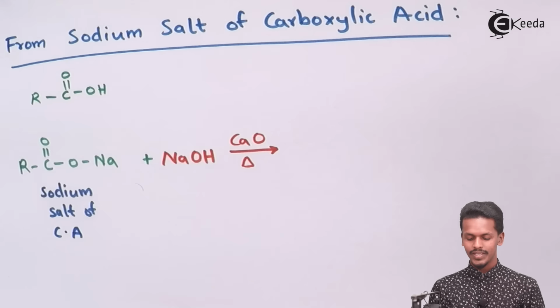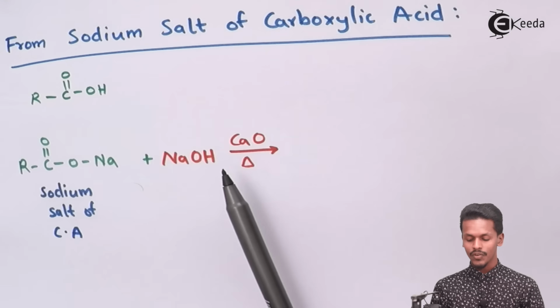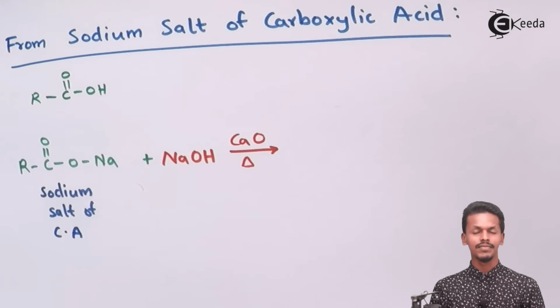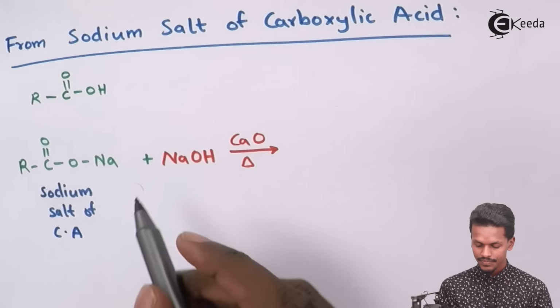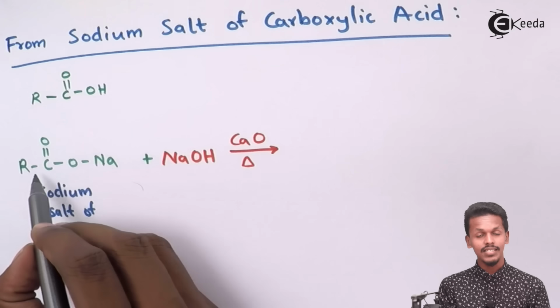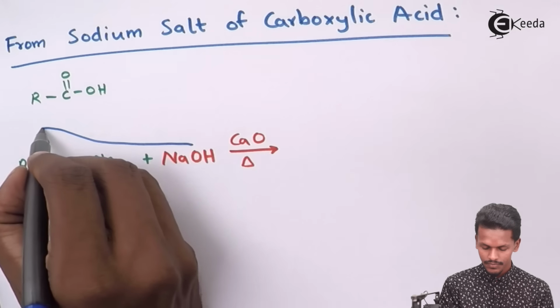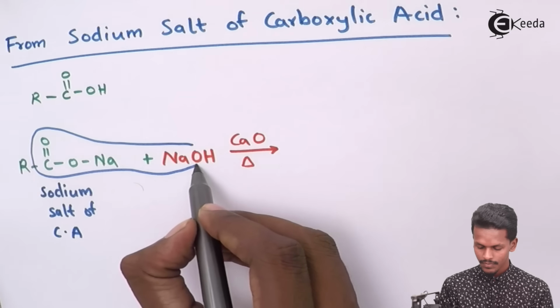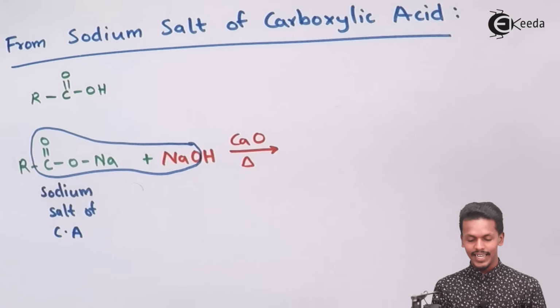This is sodium salt of carboxylic acid, and this is sodium hydroxide, in presence of calcium oxide, and we are warming the reactants. So what will happen in this case? The thing that will happen is that this NaO along with this COONa would be removed.